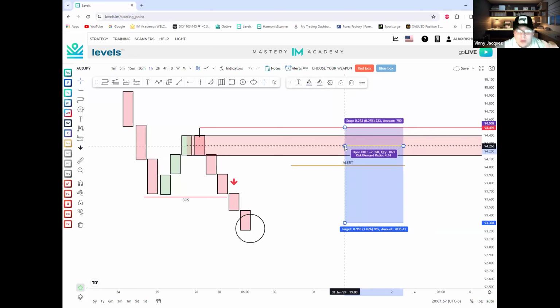But whichever area you choose to enter, your stop loss will be the same. Does that make sense? Give me a 5 if that makes sense. And if you are lost, please give me a question mark.